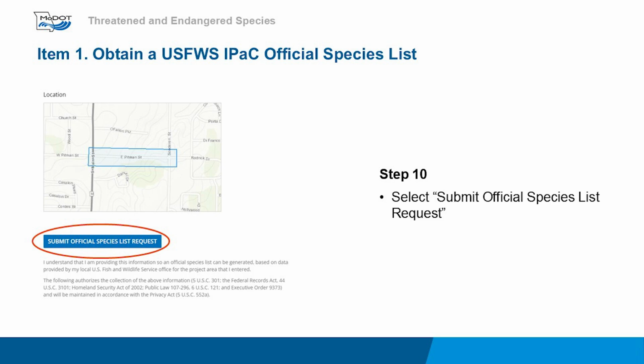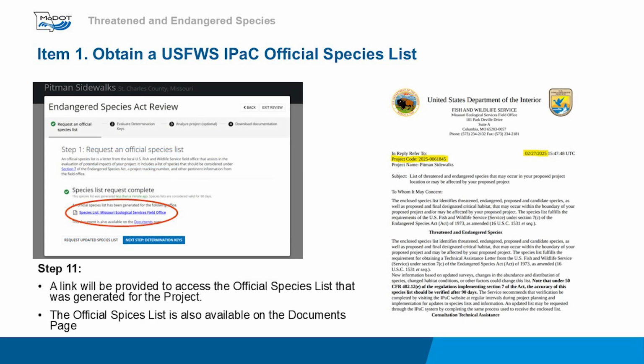The IPAC system will redirect you to a new page after it has processed this request. It may take several minutes for IPAC to generate an official species list. Once finished, a link will appear which will provide access to the official species list. Click Species List, Missouri Ecological Services Field Office to open the official species list. The official species list will be on the USFWS letterhead and will include a project code and the date the list was generated on the first page. The project code and date are highlighted in the image to the right.